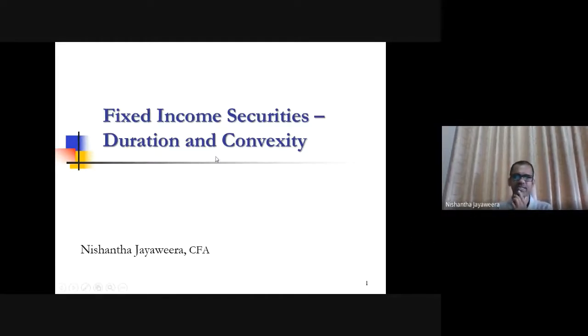So basically this is about interest rate risk. What is the sensitivity of a bond to a change in a given interest rate, and how do we measure that impact? What would be our new price if the interest rate changes? So duration and convexity are the two basic risk measures that we use to measure interest rate risk.